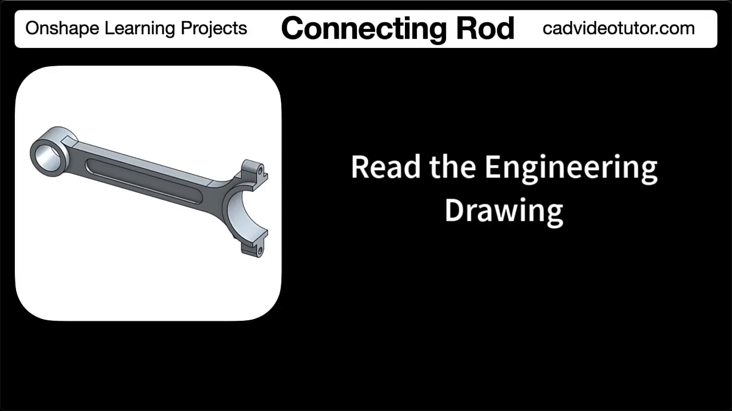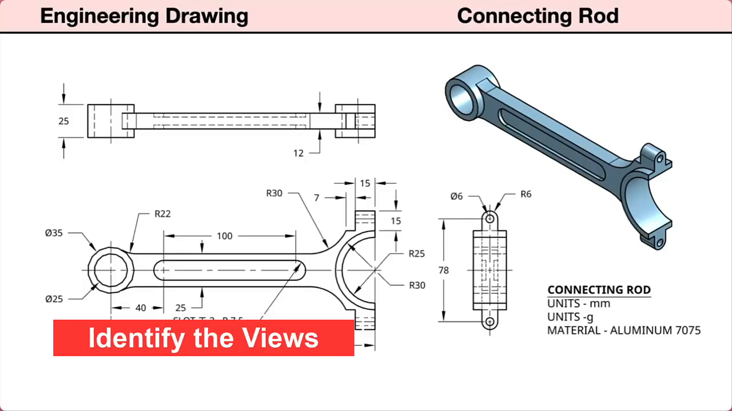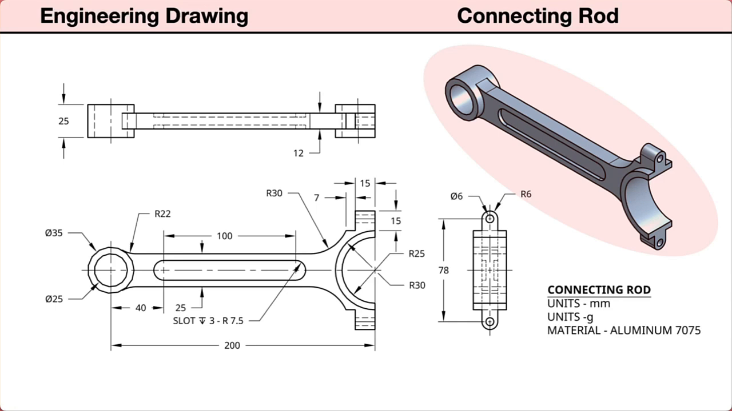In this segment, we'll read the engineering drawing for this connecting rod. Let's start by identifying the views provided in the drawings. First, there is an isometric view showing the rod as a 3-dimensional pictorial. Next, 3 orthographic views. On the bottom left, a front view. Projected above the front view, the top view. Projected to the right of the front view, the right side view.